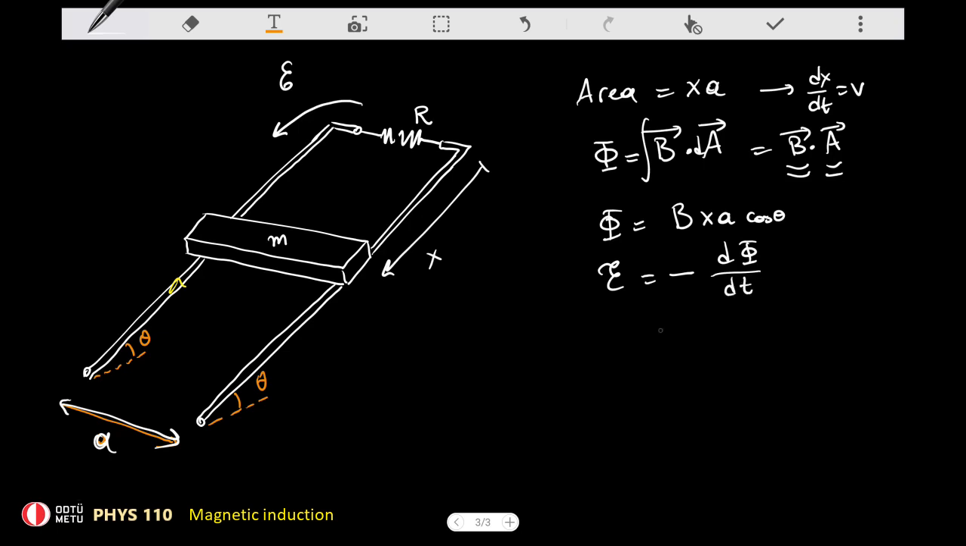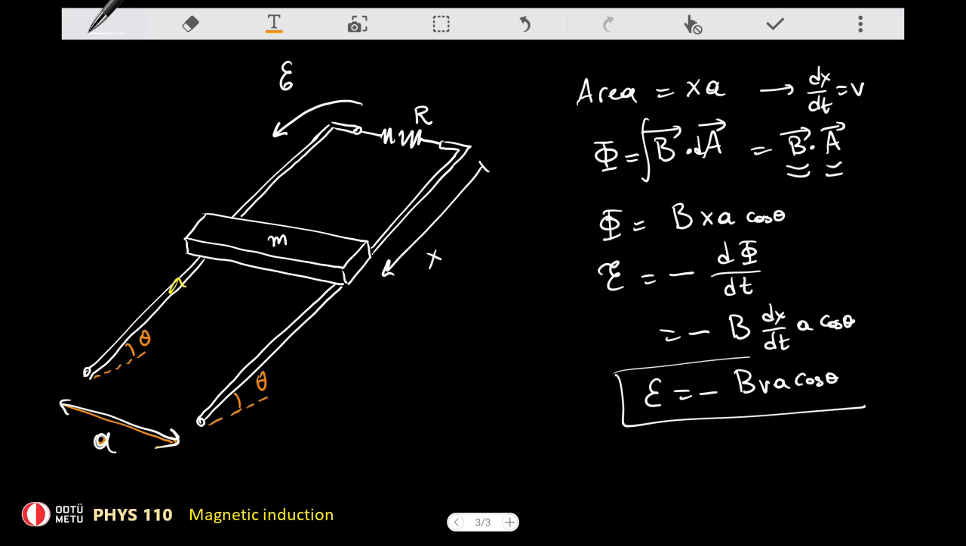So in the flux expression, it is only the x quantity which is time dependent. So as a result, I'm going to write it down like that. And so therefore, this is equal to minus BVA cosine theta. So that's the EMF. There's a minus sign. That essentially means that if I insert in the numbers, the magnitudes, I'm going to get a negative value for the EMF. So the EMF along that direction is negative.